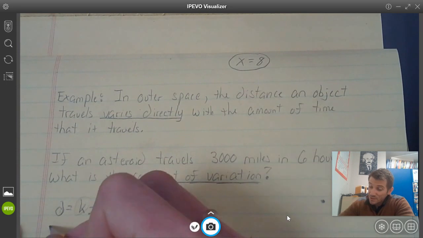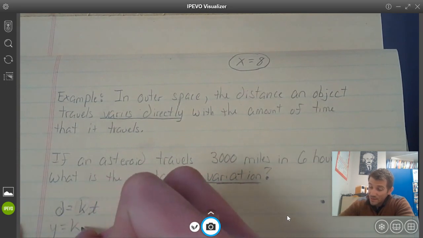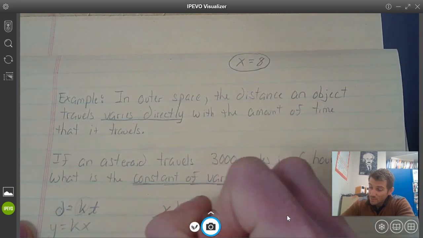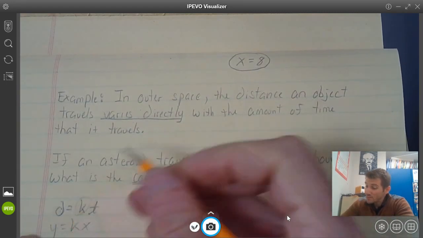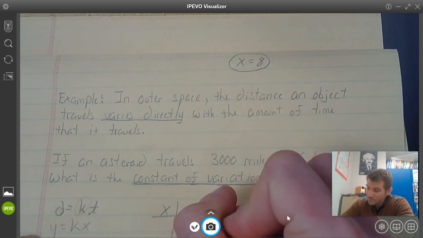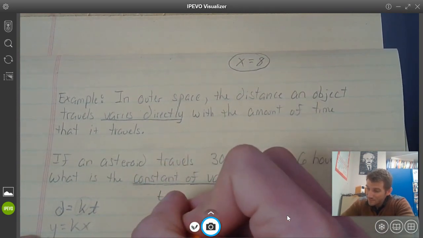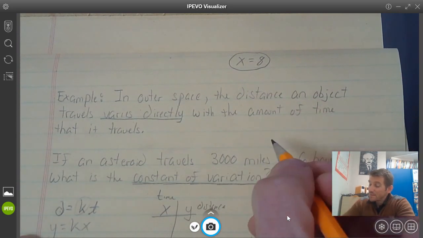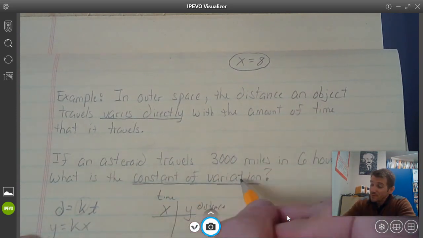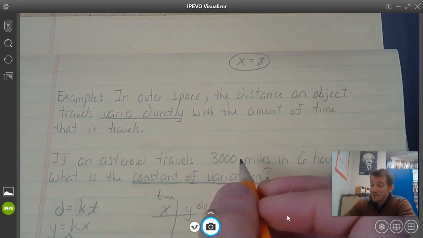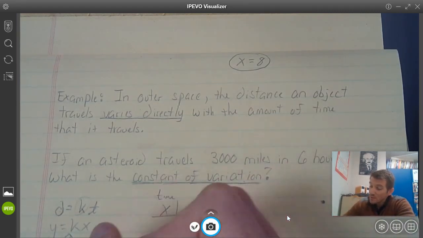Again, if you want to change this to y equals kx, you can. X and y, what do they represent? Well, y represents distance, x represents time, and they want you to find the constant of variation. They actually want you to find k. So let's see if they gave us enough information.